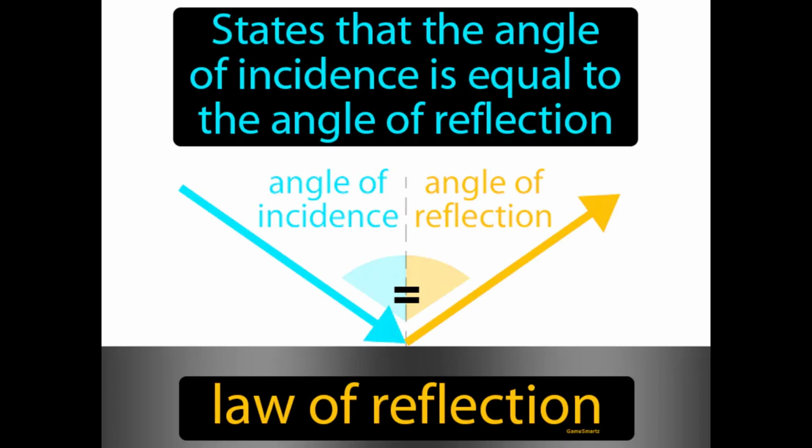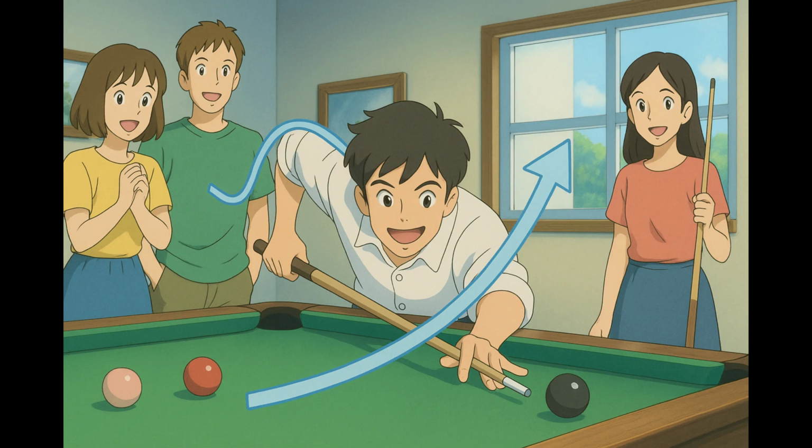States that the angle of incidence is equal to the angle of reflection. Law of reflection. In simple terms, the law of reflection explains how light bounces off surfaces in a predictable way. Imagine you're playing a game of pool, trying to sink a ball into a pocket by bouncing it off the table side. Just like when you aim the ball at the cushion and it bounces off at the same angle, light behaves the same way when it hits a mirror.